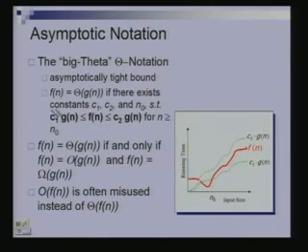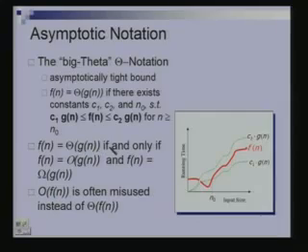The theta notation: f of n is theta of g of n if there exist constants c1 and c2 such that f of n is sandwiched between c1 times g of n and c2 times g of n. That is, beyond a certain point, f of n lies between one constant times g of n and another constant times g of n. Then we say that f of n is theta of g of n. That is, f of n grows like g of n in the limit.